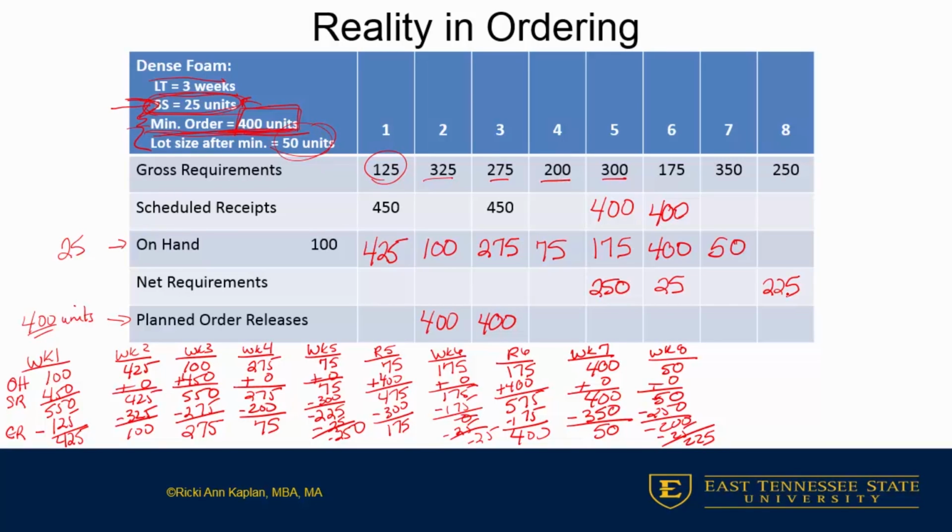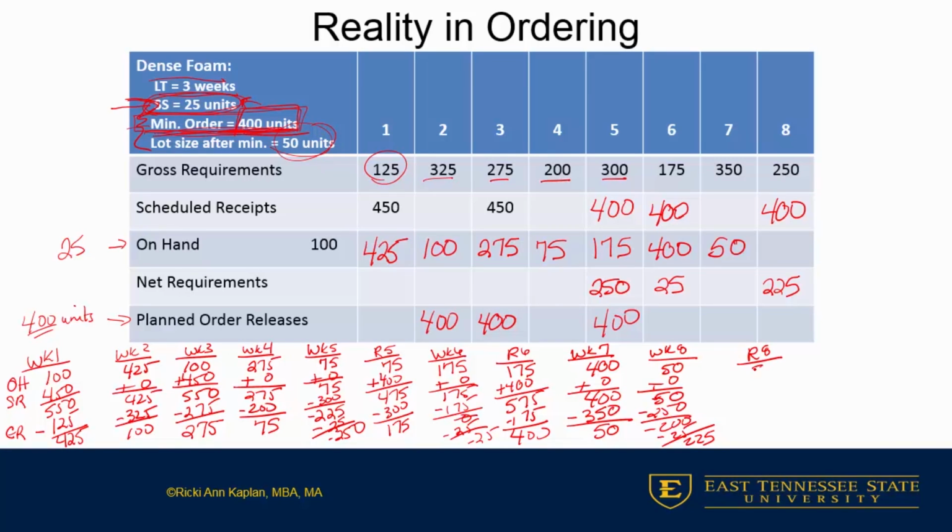Well, my minimum order is 400. So I need to go back lead time 1, 2, 3 weeks and order 400 units to be able to have it delivered in week 8. If you're going to place an order, schedule your receipt of an order, and however much you order is how much you should be receiving. So now that I have a receipt, I can redo week 8.